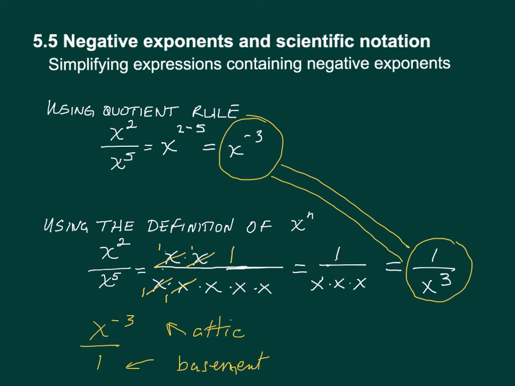So if I have x to the negative 5, that's the same as 1 over x to the positive 5. Notice when I moved it from the attic to the basement, it became positive. And if I move the exponent from the basement to the attic, it changes sign. Watch as we go through some of these examples that we simplify, and it'll become more and more apparent to you what's going on.